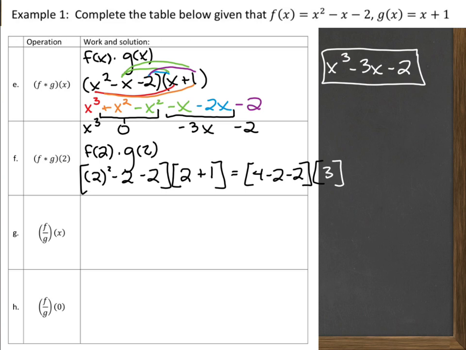Okay, so 4 minus 2 minus 2, what is that? Well, isn't that 4 minus 4 or 0? So we have 0 times 3. Anything times 0 is just 0. So we did all that work and we found that f times g of 2 is 0.